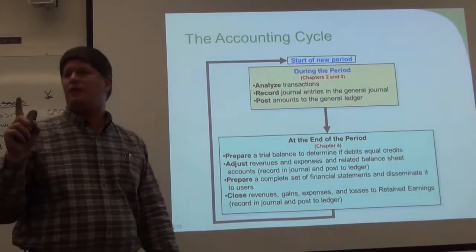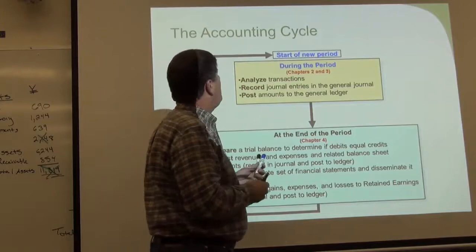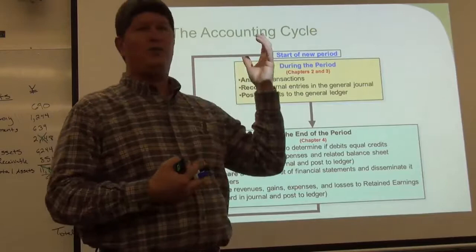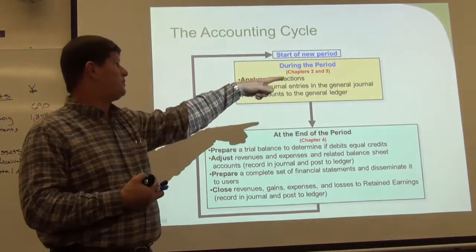For those of you who had Accounting 151, we had the accounting cycle. This book has a much less glamorous representation of it. The accounting cycle. We always start at the beginning of a month, and we record transactions. This is what we've been talking about. Analyze the transactions, figure out what accounts are affected, how much, do they increase, do they decrease, post it to the general journal, post it to the general ledger. Okay? Analyze the transactions, record them, post them.